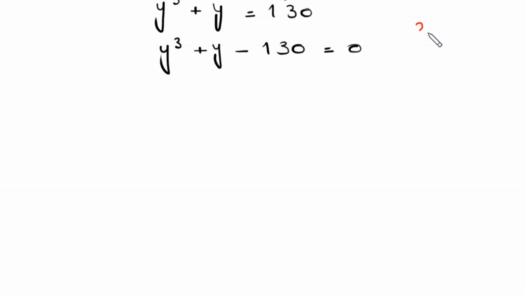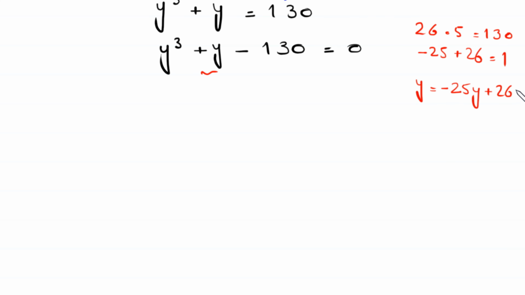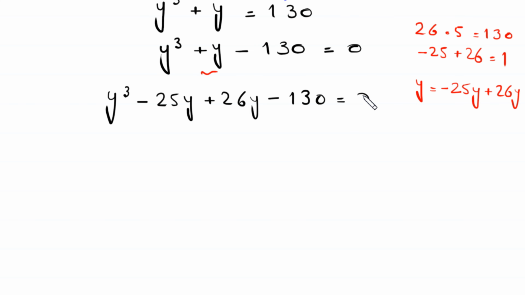Now because 26 times 5 is equal to 130 and negative 25 plus 26 is equal to 1, we split this y as negative 25y plus 26y. So this will become y cubed minus 25y plus 26y minus 130 is equal to 0.